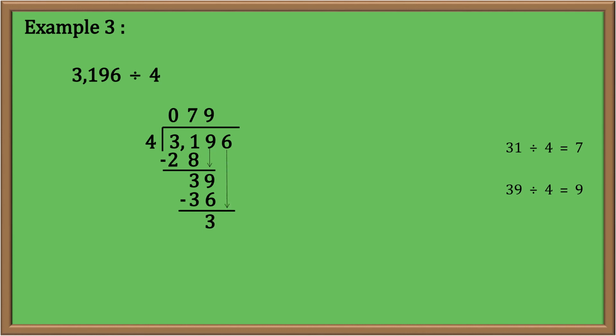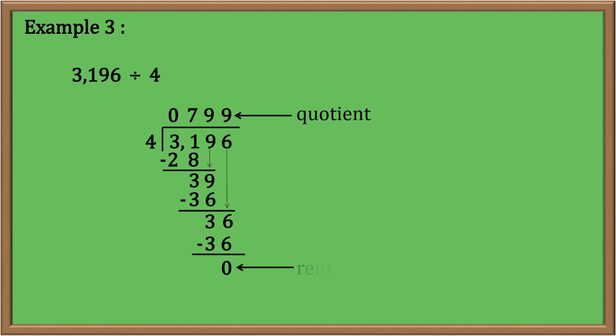Now, bring down the last digit 6 and divide 36 by 4. 36 divided by 4 is equal to 9 as 4 9s are 36. So, again write 9 in the quotient above 6 and 4 9s are 36 right below 36. When you subtract, the remainder will be 0. You got the quotient 799 and the remainder is 0. Write the answers. Q is equal to 799 and R is equal to 0.